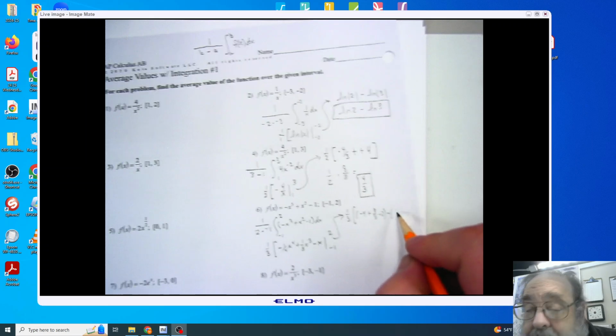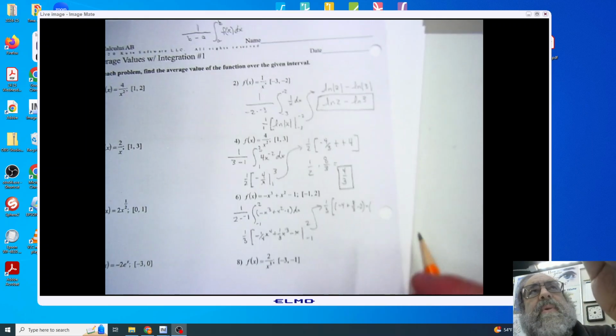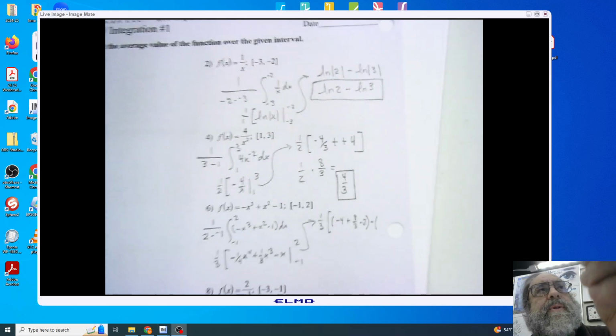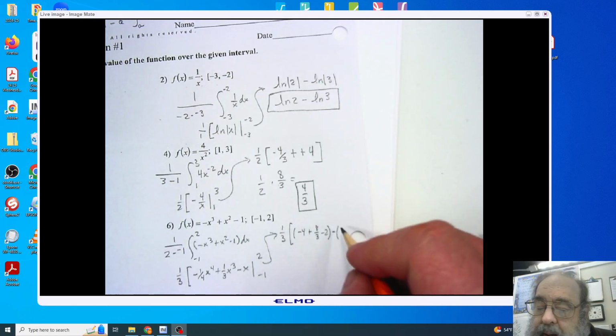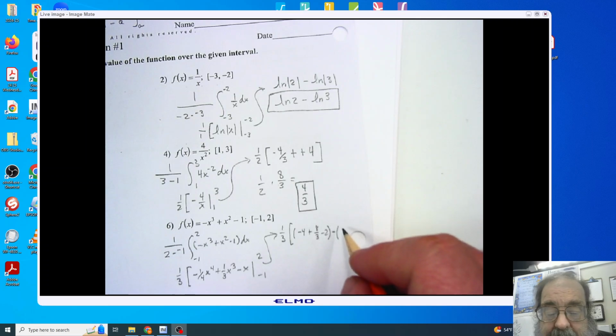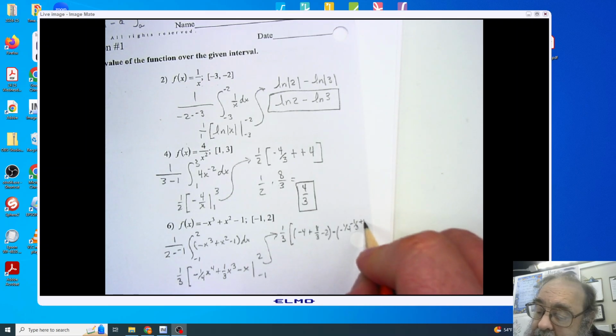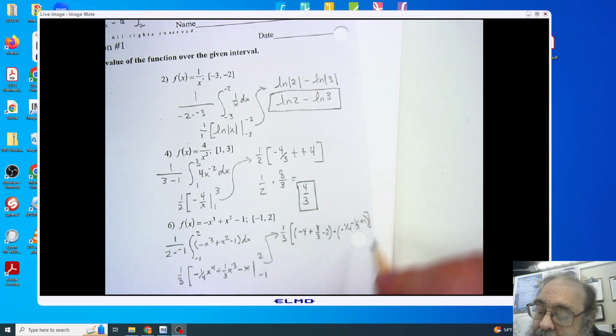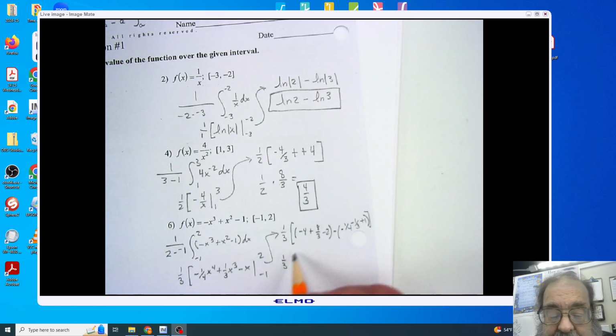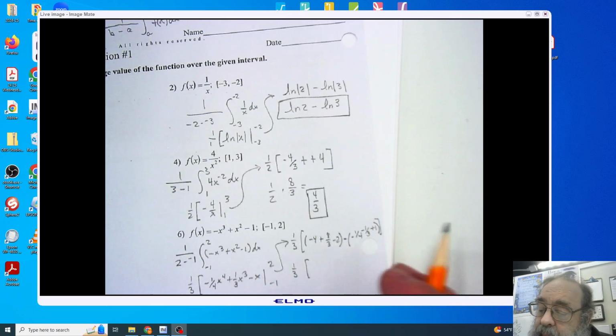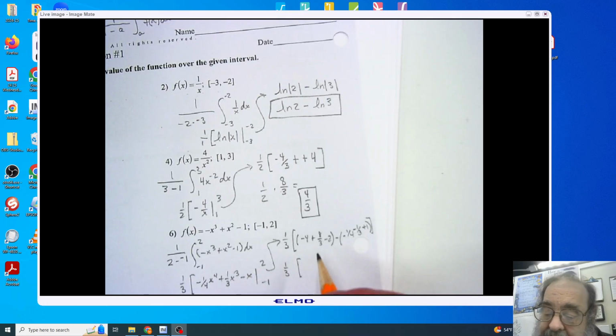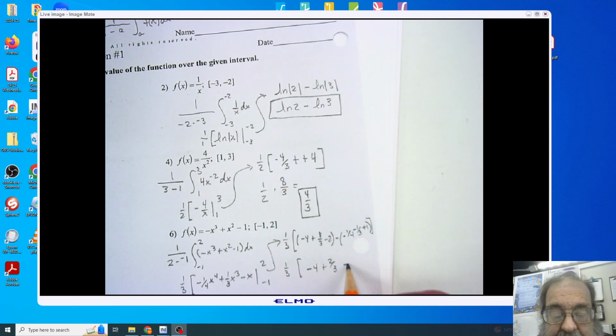Let me just write it up here. It's kind of tucked in. Let me zoom in a little bit more too so you can see it. So we have our negative 1/4 minus 1/3 plus 1. That's going to give me 1/3 times. And when I add these together, I should get negative 4 plus 2/3 minus 1 whole.